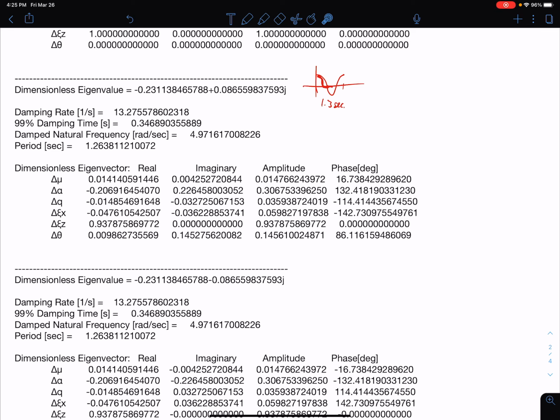It has a period of about 1.25 seconds. This mode is called the short period mode. And this is an oscillatory interchange between rotational kinetic energy and potential energy. Let me write this down.